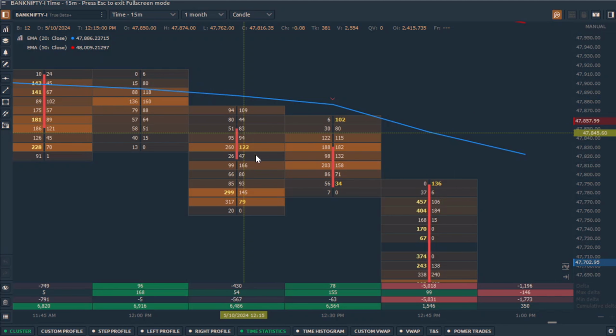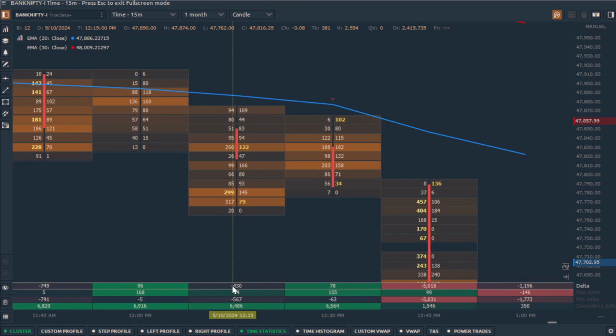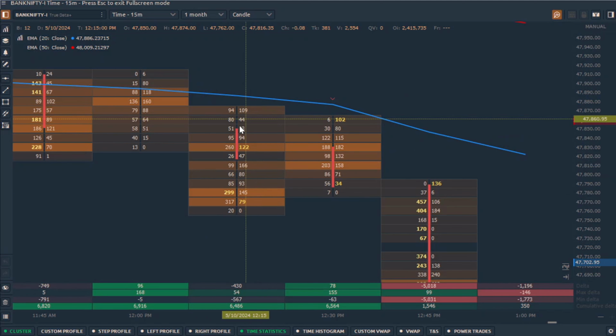So this is how you interpret the order flow chart. So now how do we trade? What you see on the bottom is also something which can be used in conjunction with the order flow analysis. This is called time statistics. It's nothing but the delta, right?